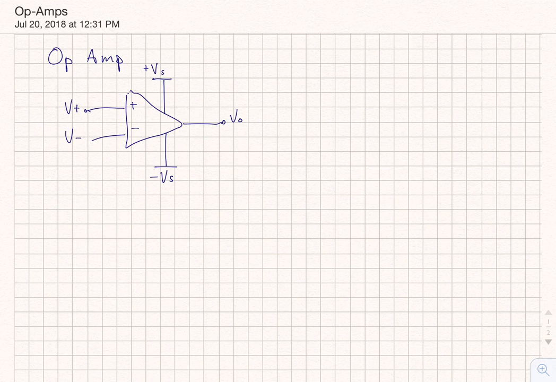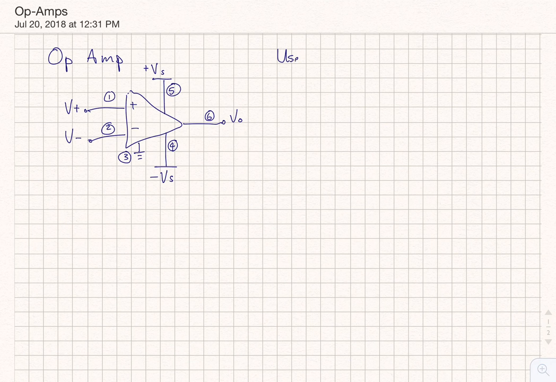So it's very similar to a differential amplifier. And most people don't draw it, but you can also say there's a ground. So typically an op-amp has 1, 2, 3, 4, 5, 6 ports to it. And you can look at some chips and you'll basically see that.